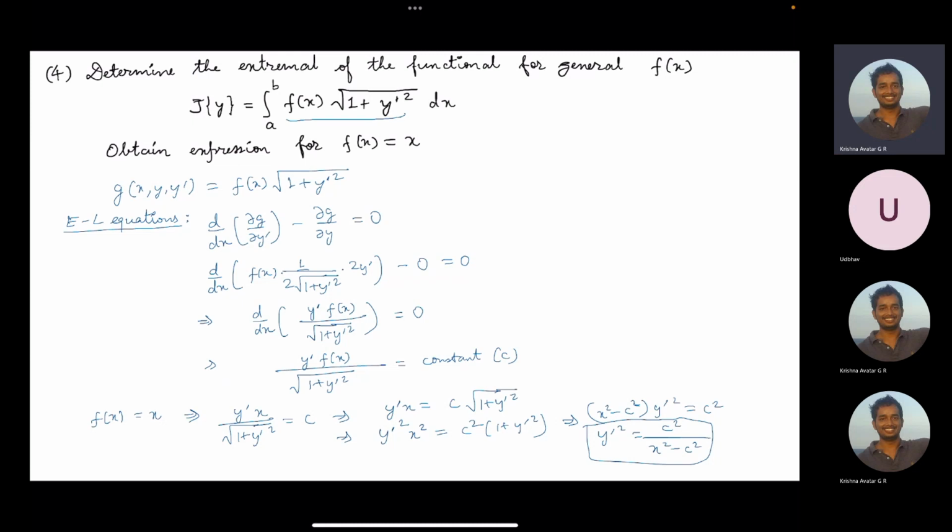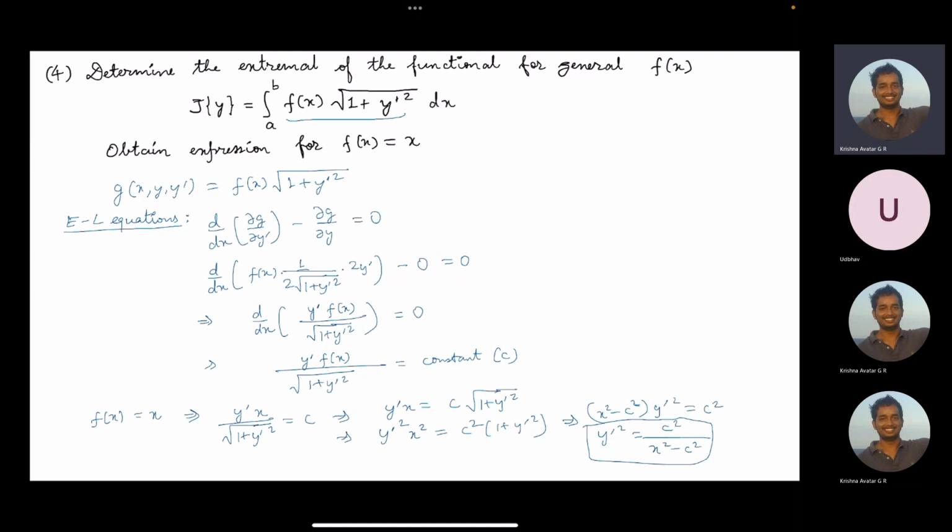Now let's pick up the special case of f of x. Okay. So for the case when f of x is equal to x, this implies that y prime of x over root of 1 plus y prime squared is equal to c. This implies that y prime x is equal to c times root of 1 plus y prime squared. This implies that y prime squared x squared is equal to c squared plus c squared y prime squared. This implies that x squared minus c squared into y prime squared is equal to c squared.